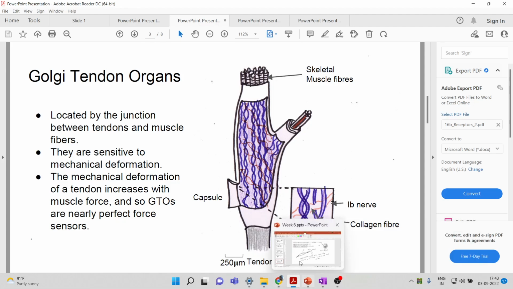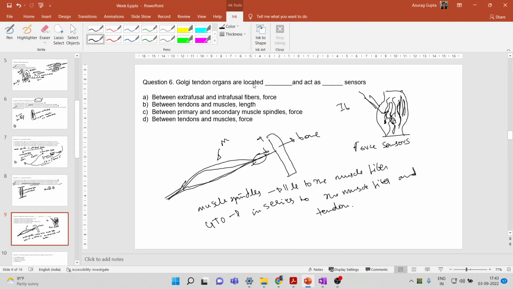So let's go through the options. Are located between primary and secondary muscle spindles, between tendon and muscles. So the answer is actually not between extrafusal and intrafusal fibers. Like I just explained, the Golgi tendon organ is between the tendon and the muscle, and it measures force. Between tendons and muscles is also correct, but it does not measure length. So the answer should be D.